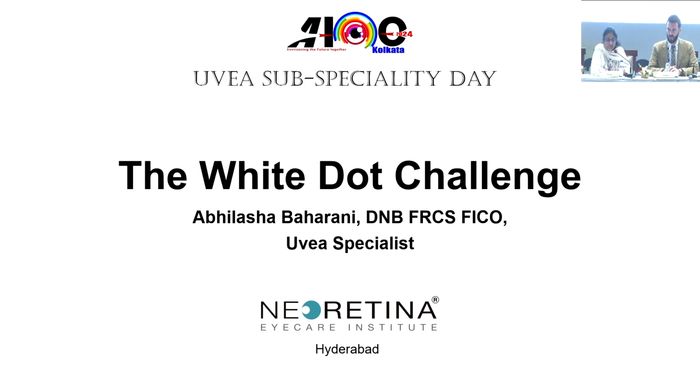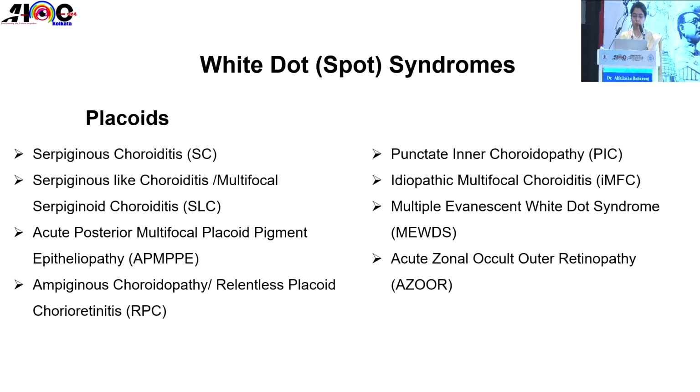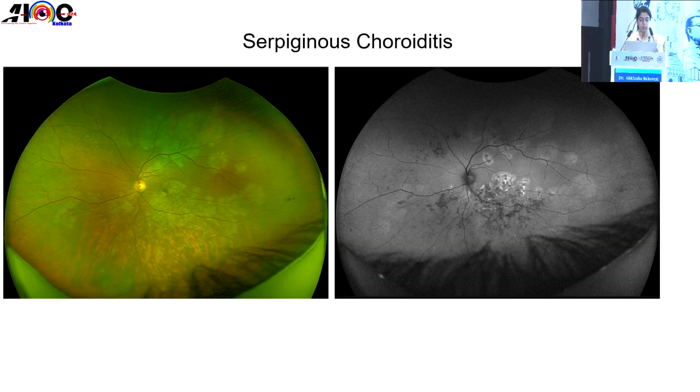Thank you, Dr. Manisha, and I thank Dr. Somshila and the AIOS Scientific Committee for this kind invitation. The white dot syndromes are a challenge to diagnose and to treat. So we divide them into placoids, which involve the choriocapillaris and include serpiginous-like, APMPPE, and ampiginous choroiditis, whereas punctate inner choroidopathy, multifocal choroiditis, MEWDS, and AZOOR mainly involve the outer retina and the RPE.